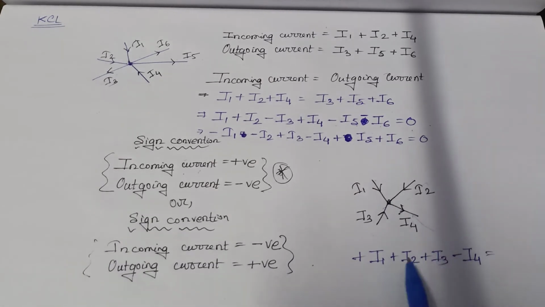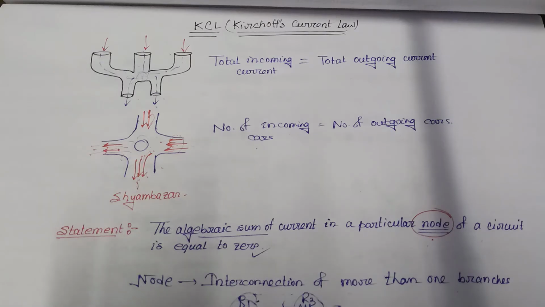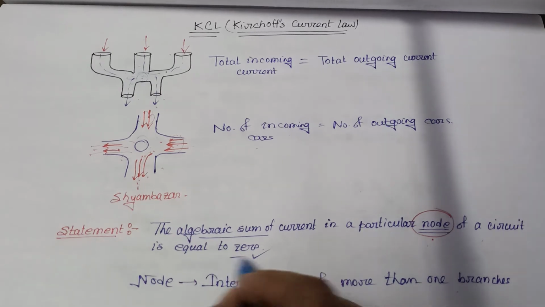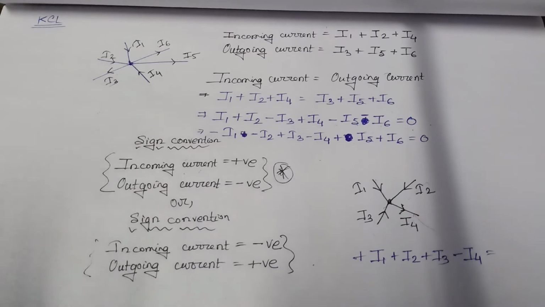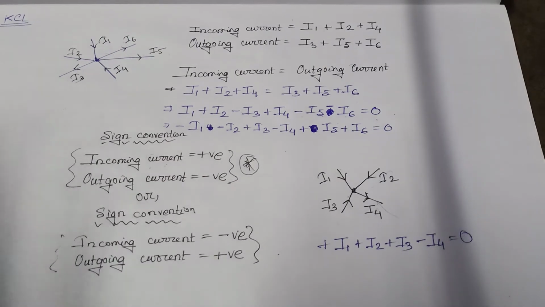See, I have considered the algebraic summation. That is why incoming currents are positive and the outgoing current is negative. It should be equal to 0. So this will be 0. Clear? Now see, you can send this minus I4 into RHS.